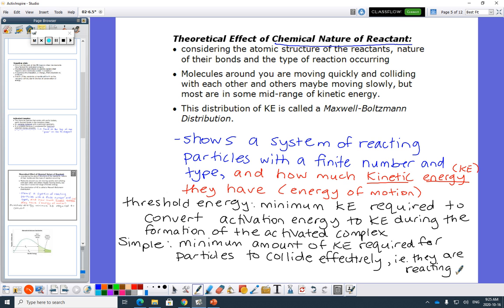So when we talk about the chemical nature of the reactant, it is difficult to change the chemical structure of an element, obviously, and make a reaction happen faster. So there are just some reactions that are naturally slow and some reactions that are much faster.